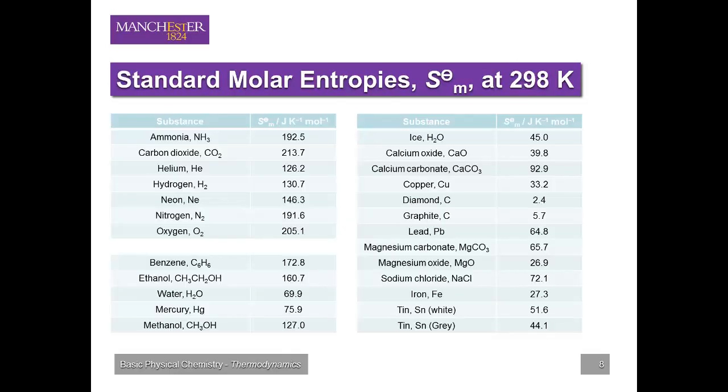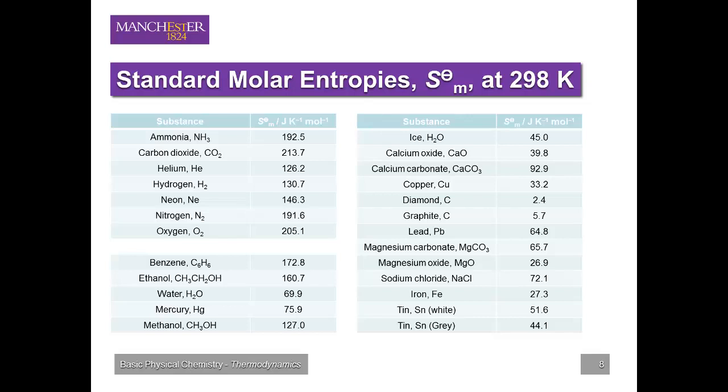Slide 8 shows tabulated standard molar entropies at 298 K. The substances have been grouped in the order gases, liquids, then solids. What you should notice is that gases generally have higher entropies than liquids, which have higher entropies than solids. This should hopefully make sense if you consider the molecular motion of atoms and molecules in solids, liquids, and gases.